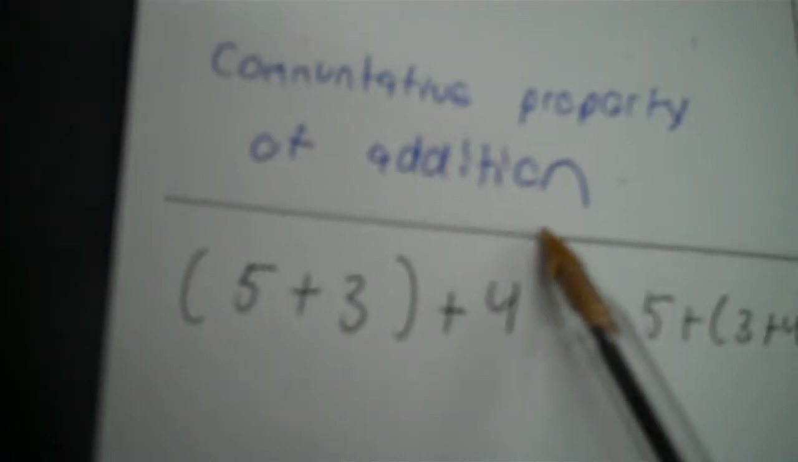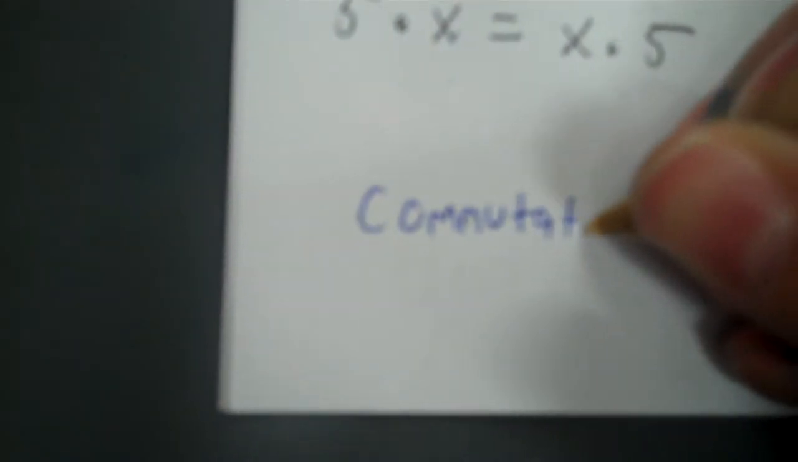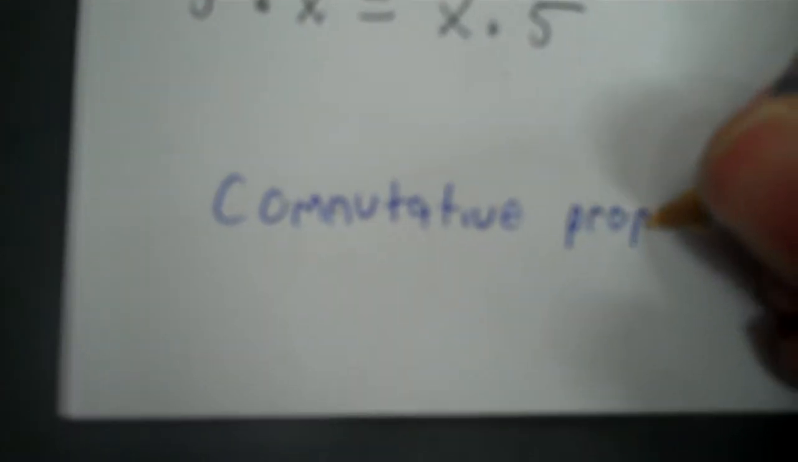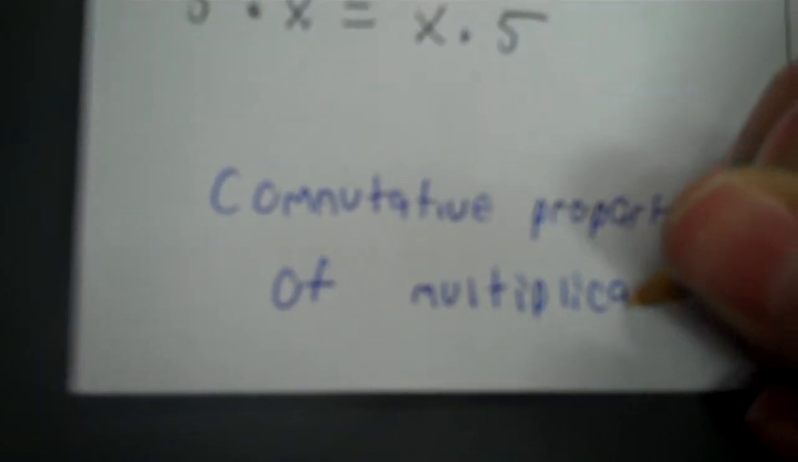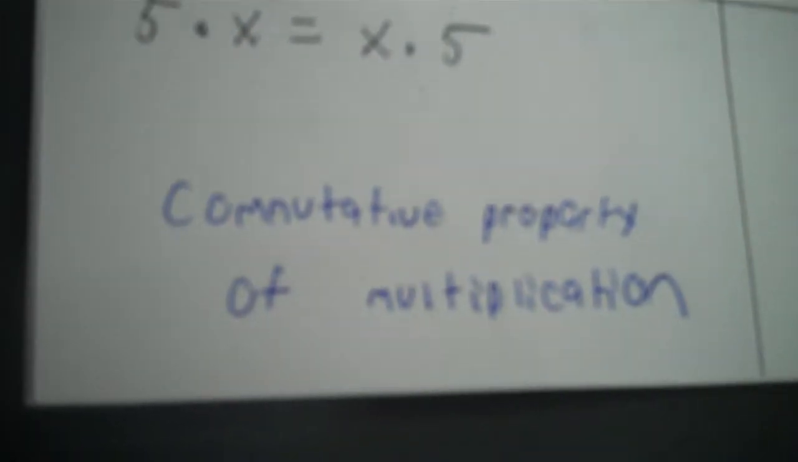Now, just because there's a variable there, don't get freaked out. If x was 2, 5 times 2 and 2 times 5 are the same thing, okay? So it's like this one. It's a commutative property, but instead of addition, it's multiplication. Commutative property of multiplication.